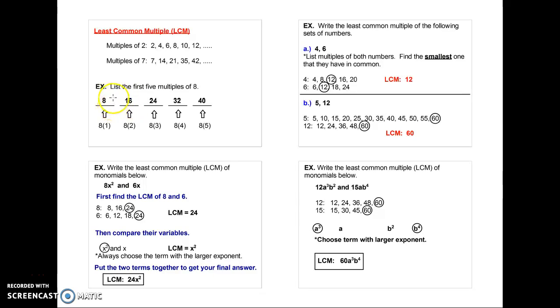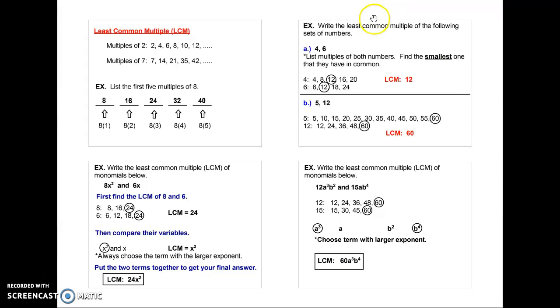So for this first example, it's just listing the multiples. List the first 5 multiples of 8. So 8 times 1 gives you 8. 8 times 2 is 16. Times 3 is 24. Times 4 is 32. Times 5 is 40. That's if you're just asked to list the multiples.